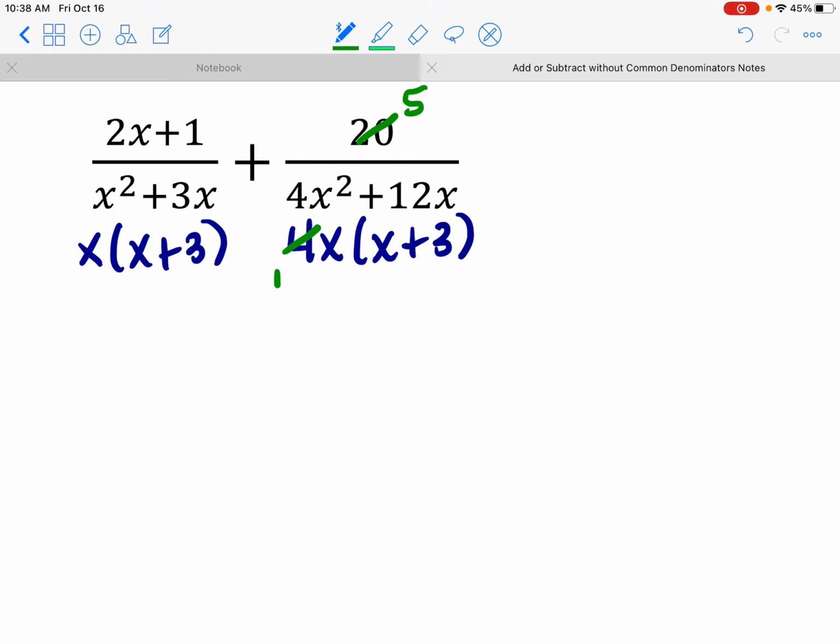So these already have common denominators, the x and x plus 3, which means we can go ahead and put the fractions together. So I'm going to keep my common denominator. And in my numerator, I have a 2x to bring down.